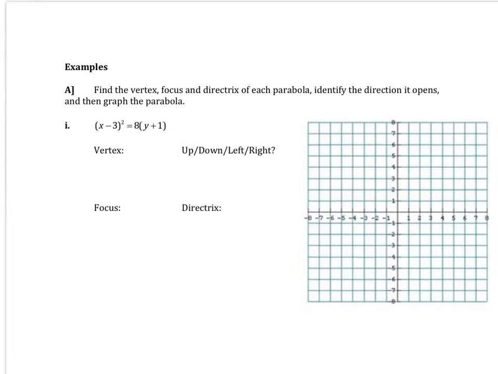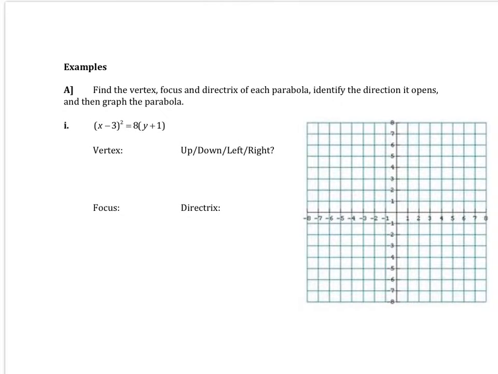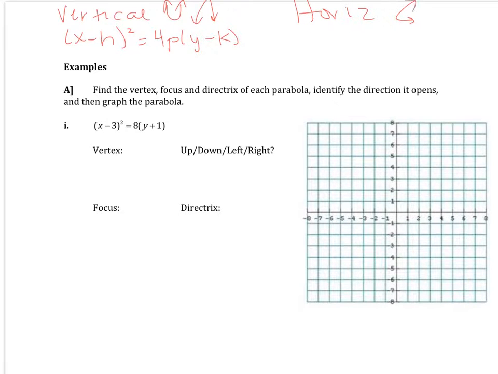I'll just write them up here. So a vertical parabola, either this one or this one, is going to have an x squared term. We'll see it in the form (x − h)² = 4p(y − k), where (h, k) is our vertex. The horizontal parabola, which will either open right or left, is going to be (y − k)² = 4p(x − h).